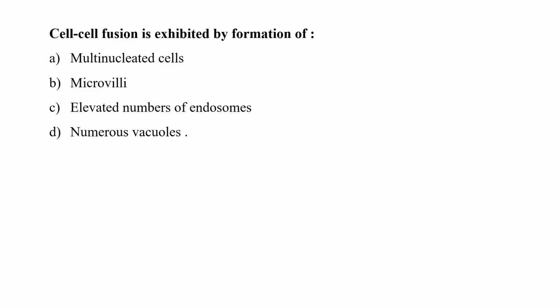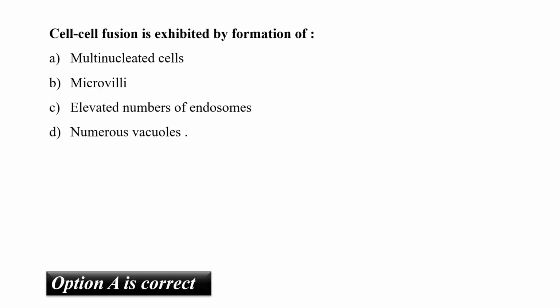Cell-to-cell fusion is exhibited by the formation of multinucleated cells, microvilli, elevated numbers of endosomes, or numerous vacuoles. Cell fusion is an important cellular process in which several uninucleated cells, that means cells with a single nucleus, may combine to form the multinucleated cells, which is also called syncytium. So option A is the correct answer.